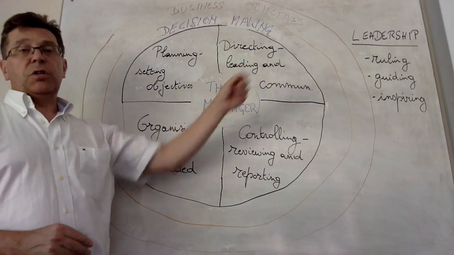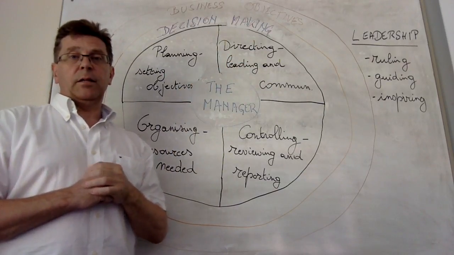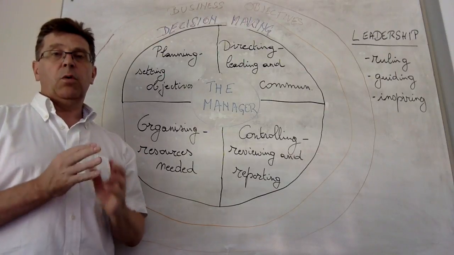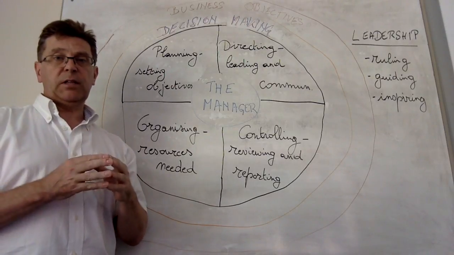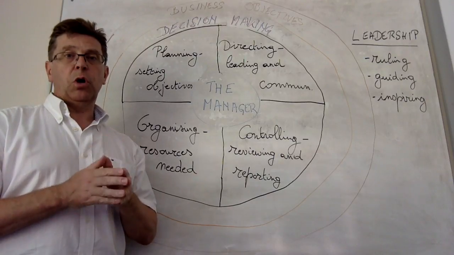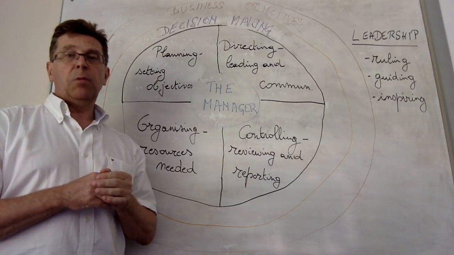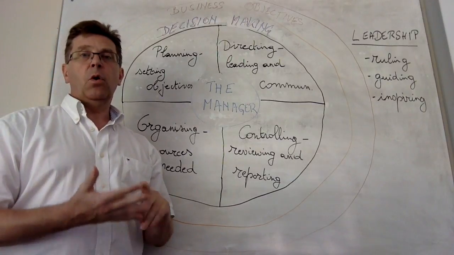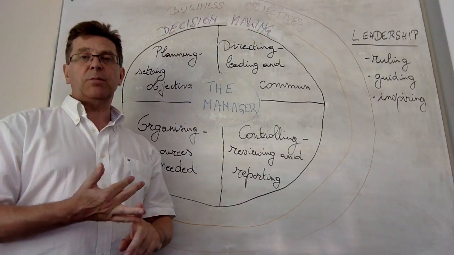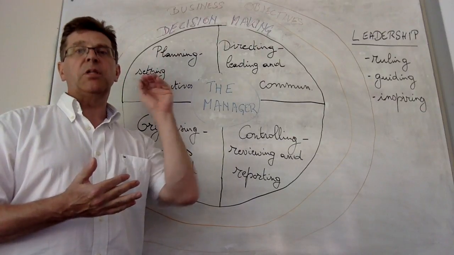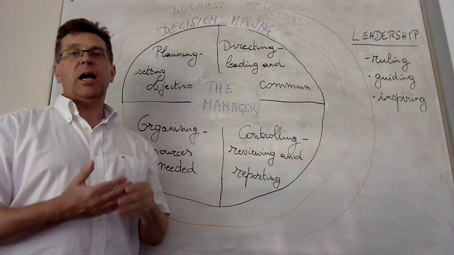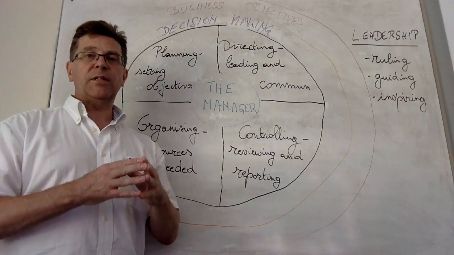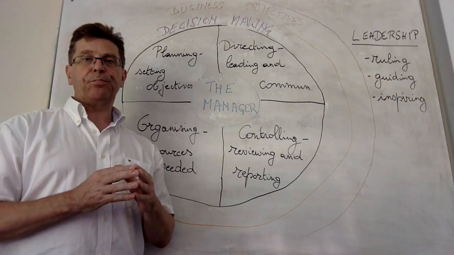The third function is to do with directing, and here we're talking about leading and communicating. What it means is literally motivating all of your people in order to go after the agreed objectives, but also being able to communicate either with your peers or with your senior management, so communicate upwards, as well as downwards, i.e. communicating to your subordinates in order that they all understand what needs to be done.